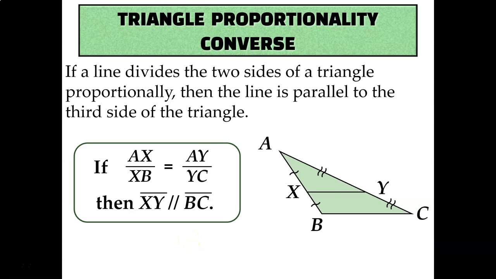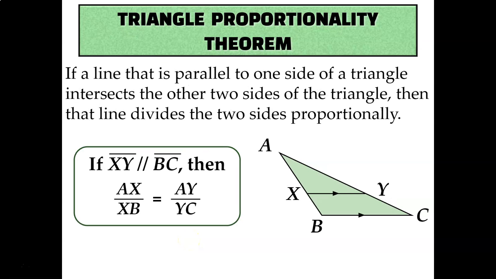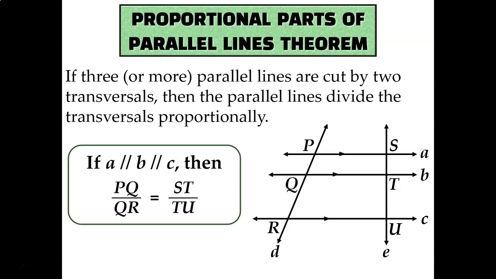We can extend the idea of the Triangle Proportionality Theorem and its converse to a diagram that looks like this, which at first glance might not look like a triangle, but it would be eventually, right? Line D and line E aren't parallel. Eventually they would intersect to form a big old triangle. So we just have multiple parallel lines inside of that triangle.